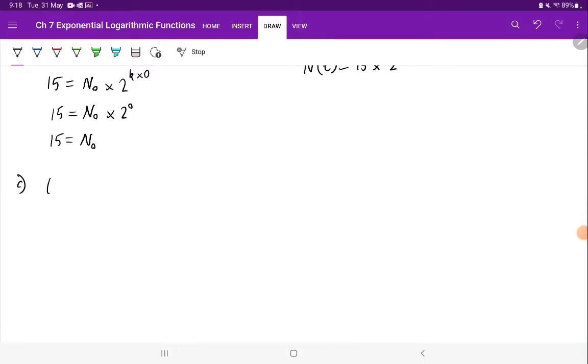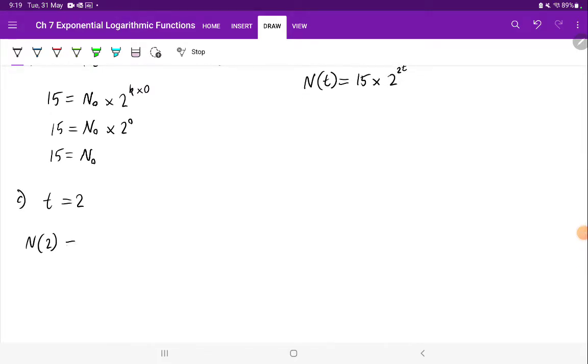So after 2 hours, that's when t is equal to 2. So what we're going to be looking for is n of 2. Since our equation is 15 times 2 to the 2t, it's going to be 2 times 2, which is going to be 15 times 2 to the 4. 2 to the 4 is 16. 16 times 15 is going to be 240.